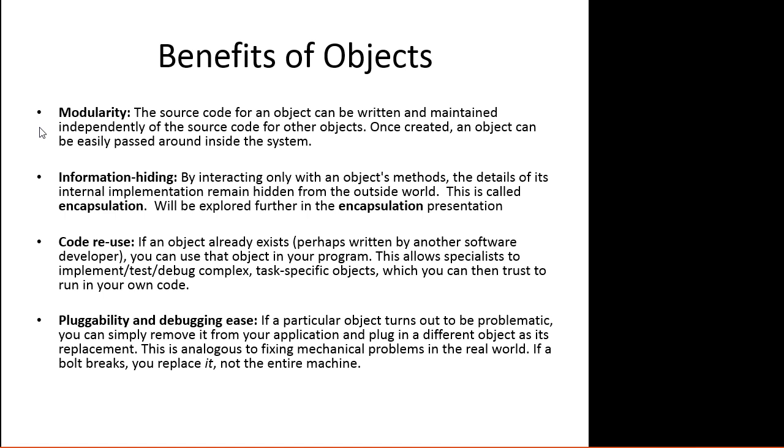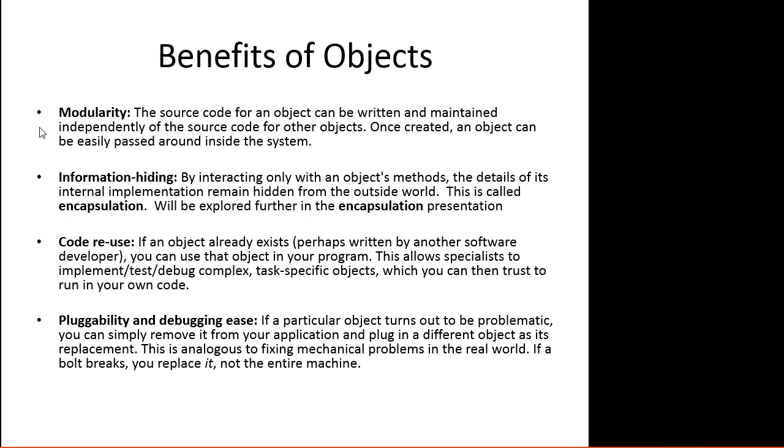This is a big one, code reuse. If an object already exists, perhaps written by another software developer, you can use that object in your program. This allows specialists to implement, test, and debug complex, task-specific objects, which you can then trust to run in your own code. Java uses thousands of classes that have been written by someone else. Pluggability and debugging are easy. If a particular object turns out to be problematic, you can simply remove it from the application and plug in a different object as a replacement.